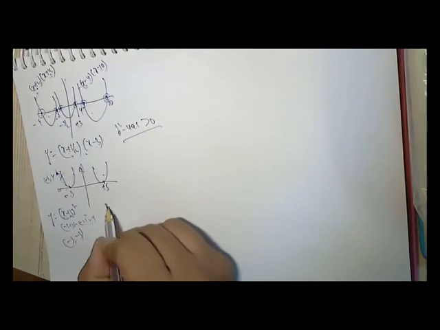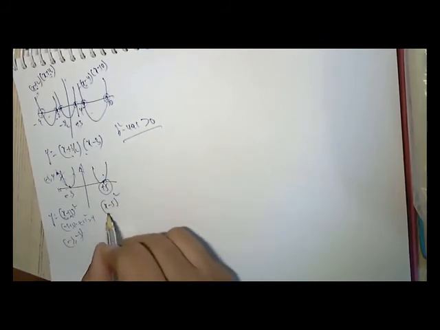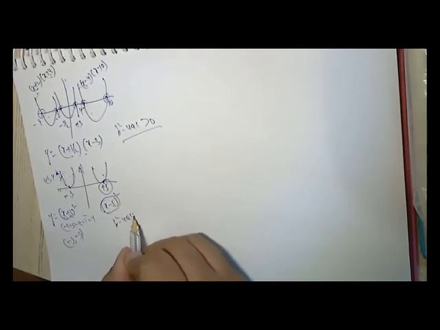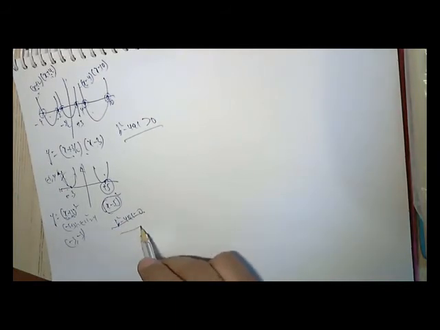Here also, (x minus 5) whole square. So that means you have one root. What does that mean? It is a perfect square. b square minus 4ac is equal to 0. Then only you can say it's a perfect square.